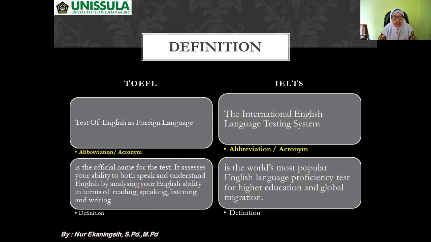And now we come to the definition. What is TOEFL? TOEFL is the official name for the test. It assesses your ability to both speak and understand English by analyzing your English ability in terms of reading, speaking, listening, and writing. And what is IELTS? IELTS is the world's most popular English language proficiency test for higher education and global migration. This is the definition of IELTS.